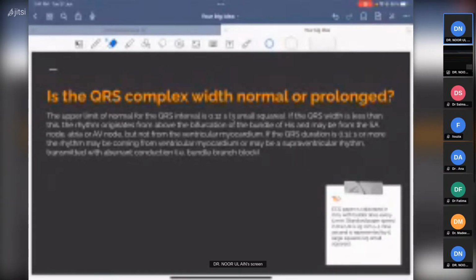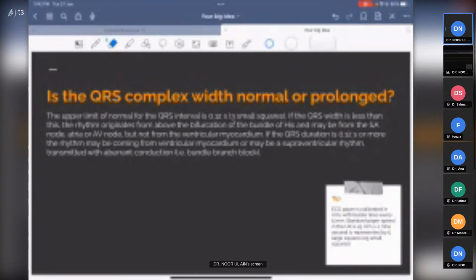Okay? If I say a broad complex tachycardia, broad complex this, I'm saying that the QRS complex is more than 0.1 second. It is definitely and absolutely coming from the ventricular myocardium. Clear? If you didn't get the point, tell me.